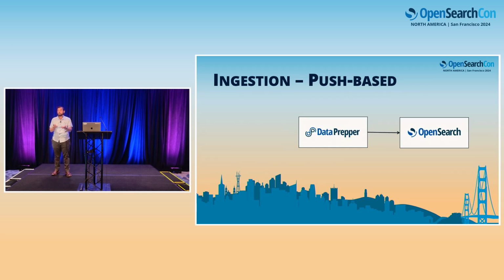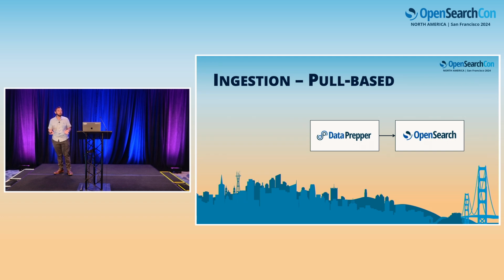Now, we support two basic modes of ingestion. The first is push-based. So in this case, Data Prepper spins up a server, and you can have clients such as the OpenTelemetry Collector or the Fluent Bit Collector sending data to Data Prepper.